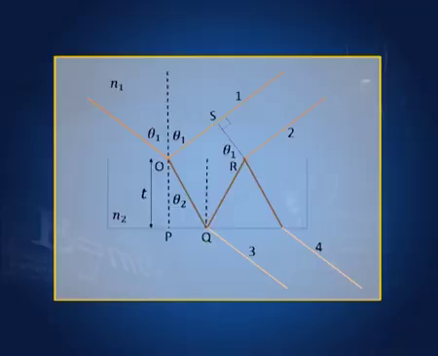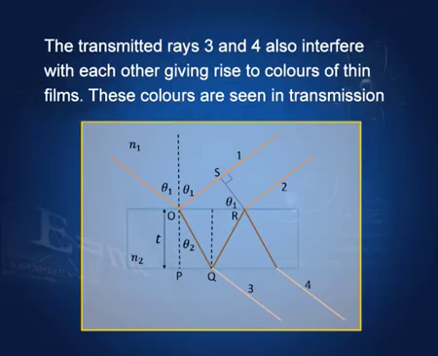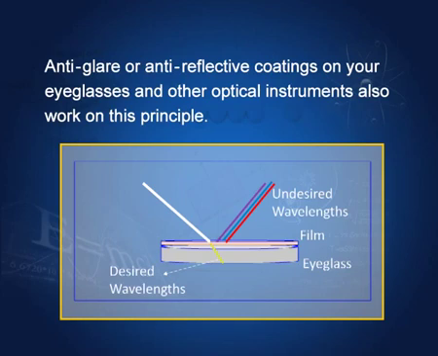I hope you remember this figure. We have this medium N1, this medium N2. This is the slab or a film whose thickness is T. We found the path difference and the phase difference between these two waves 1 and 2, and just as 1 and 2 can interfere destructively or constructively depending upon the phase difference between them, the waves 3 and 4 can also interfere destructively or constructively depending upon the phase difference between them.